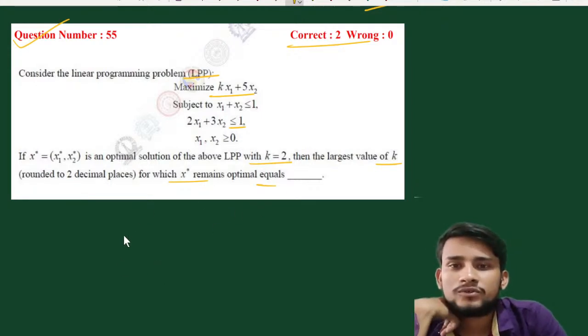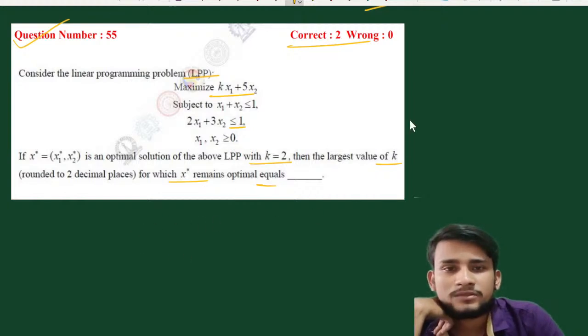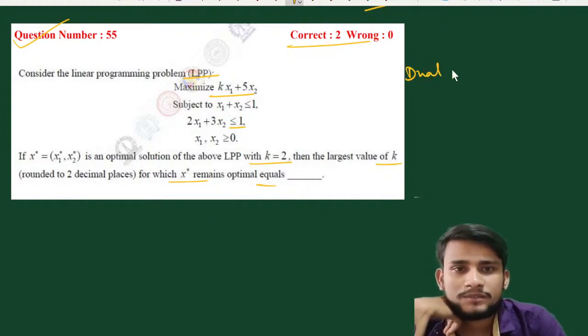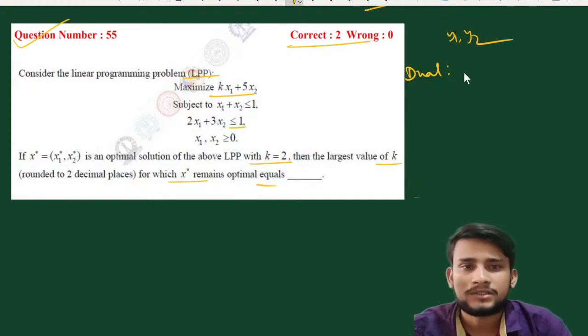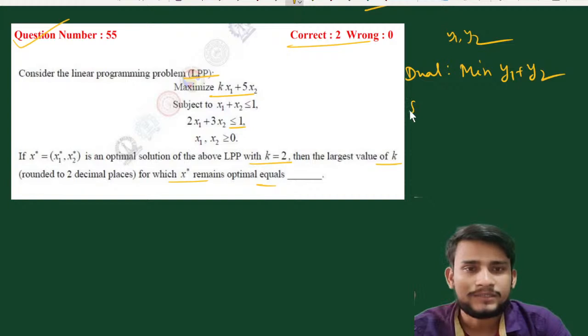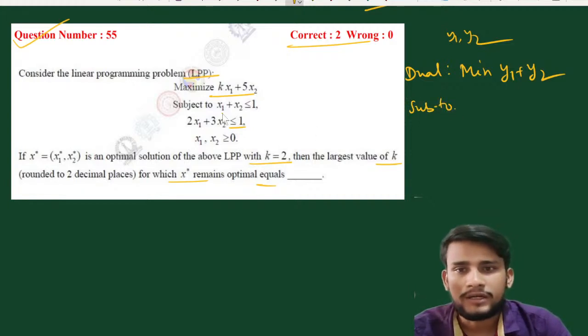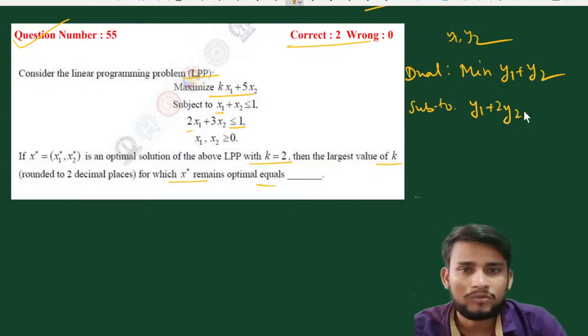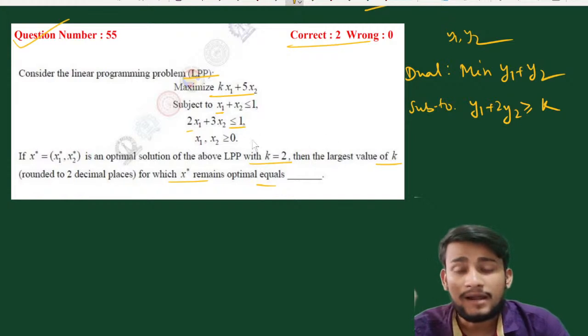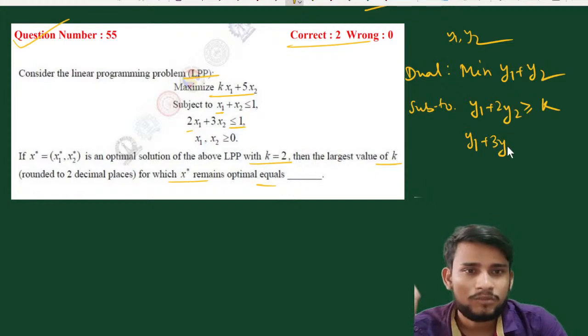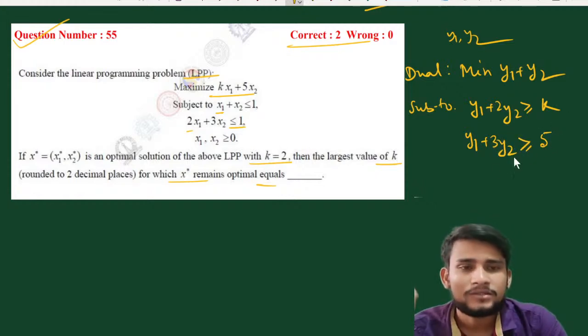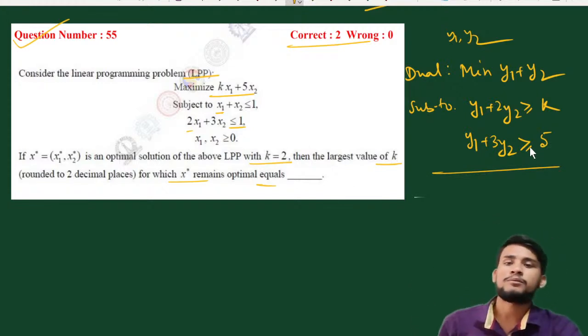Okay, so we first write the dual of this problem. Suppose the dual variables are y1 and y2. So the dual means minimize y1 plus y2, subject to y1 plus 2y2 greater than or equal to k, and y1 plus 3y2 greater than or equal to 5. So this is the dual of the given primal problem.